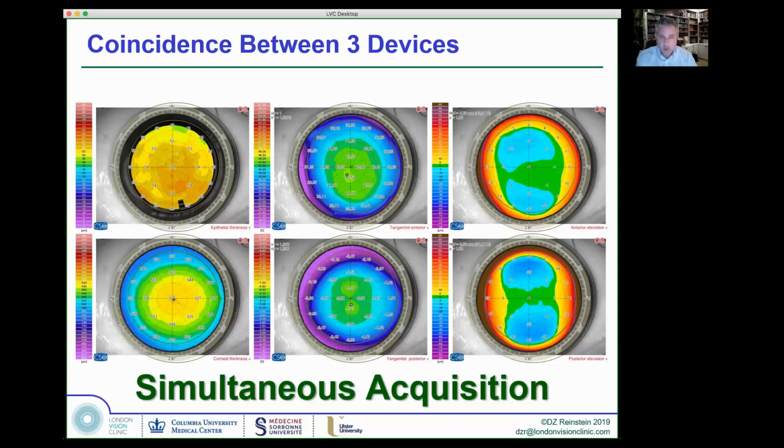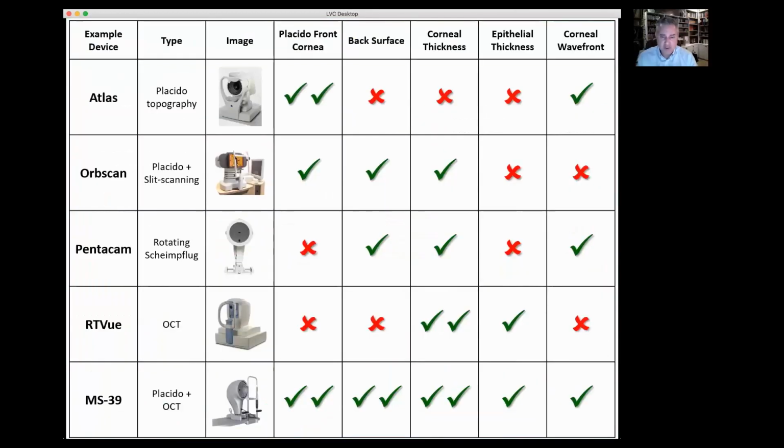And like I said, we're in 2021 recording this talk here. Hopefully within the next year or 2, this device will be available in the States, and I have absolutely no doubt that no other company is going to be able to survive without following the lead of CSO and having anterior segment OCT coupled with Placido front surfaces and essentially the technology that they've developed.